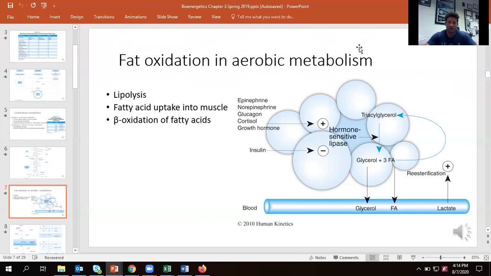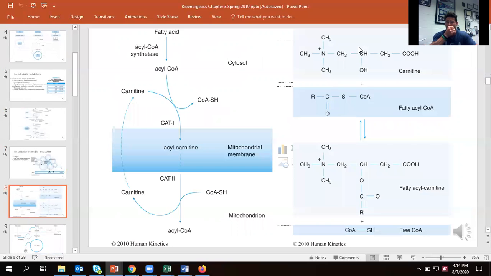So fun facts. Now, this is the CAT1-2 shuttle of how we actually get fatty acids into our mitochondria. This tends to be a bit of a rate limiter, and this is also where you see the use of carnitine. That's going to help shuttle it into the cell.